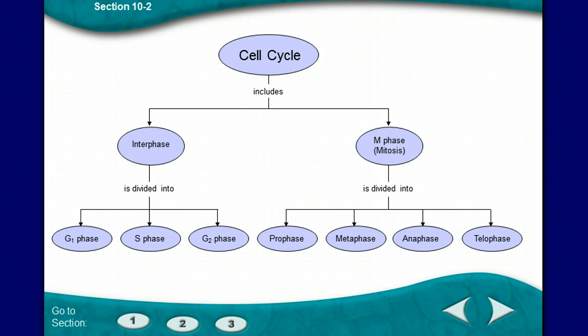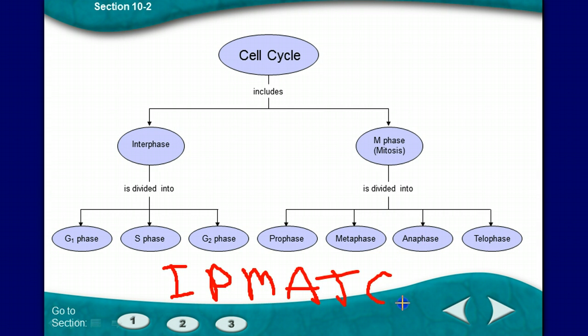So if you would, just jot down this acronym, IPMAT. If you can remember that, you'll be able to remember the phases of the cell cycle. Now, ultimately, at the end, we have to remember C, because that's cytokinesis. So at the end of all that, the whole cell cycle can start all over again.